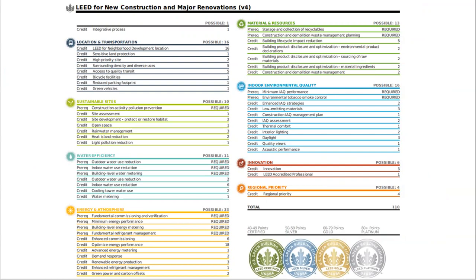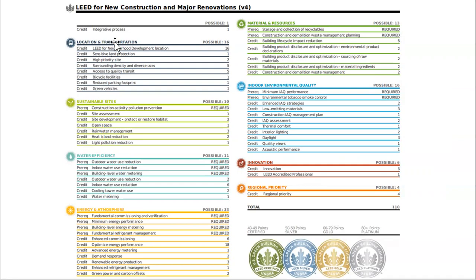They do have different certification systems, for example, for hospitals, for schools, for residential buildings, but this is the most common one. And again, this is for new construction or major renovations. They do have it for operation and maintenance as well.